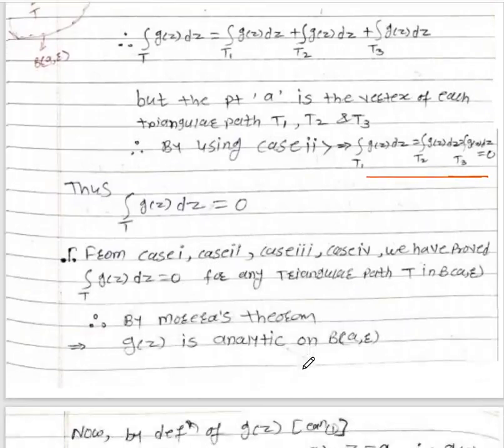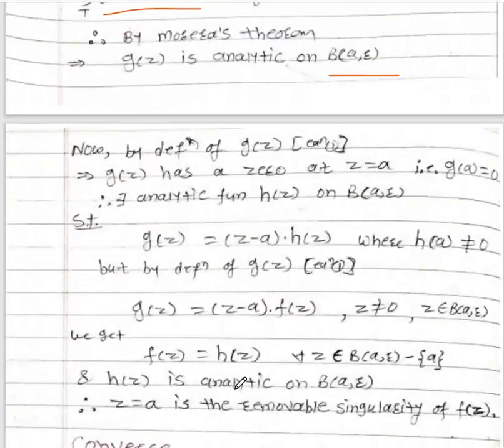Okay. So from cases 1, 2, 3 and 4, we proved that the integral over T of g(z) dz equals 0 for any triangular path T in an open circle whose center is a and radius is r. Therefore, by using Morera's theorem, we can say that g(z) is analytic on the open circle whose center is a and radius r. Now, by the definition of g(z), equation number 1, g(z) has a 0 at z equal to a, that is, g(a) equals 0.